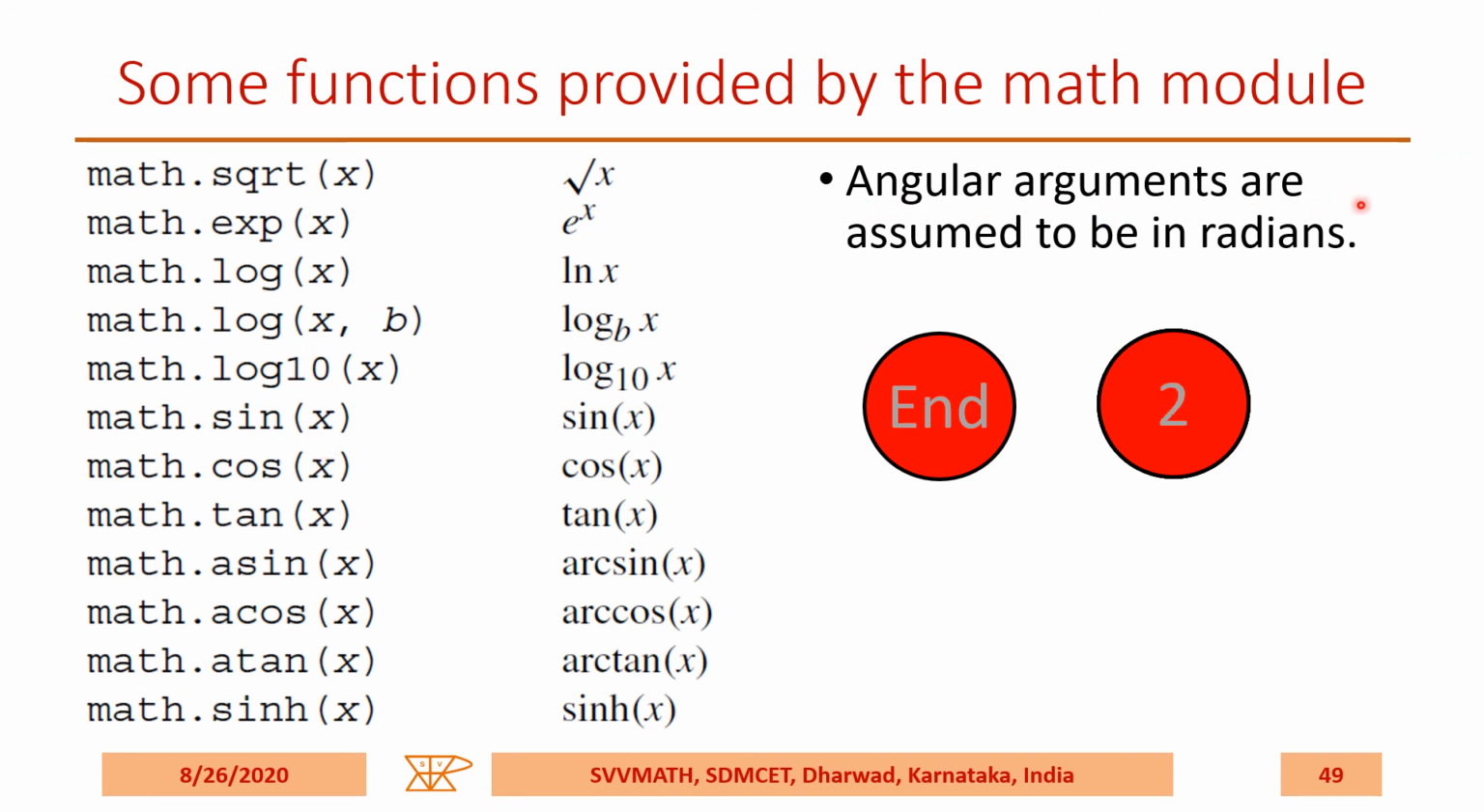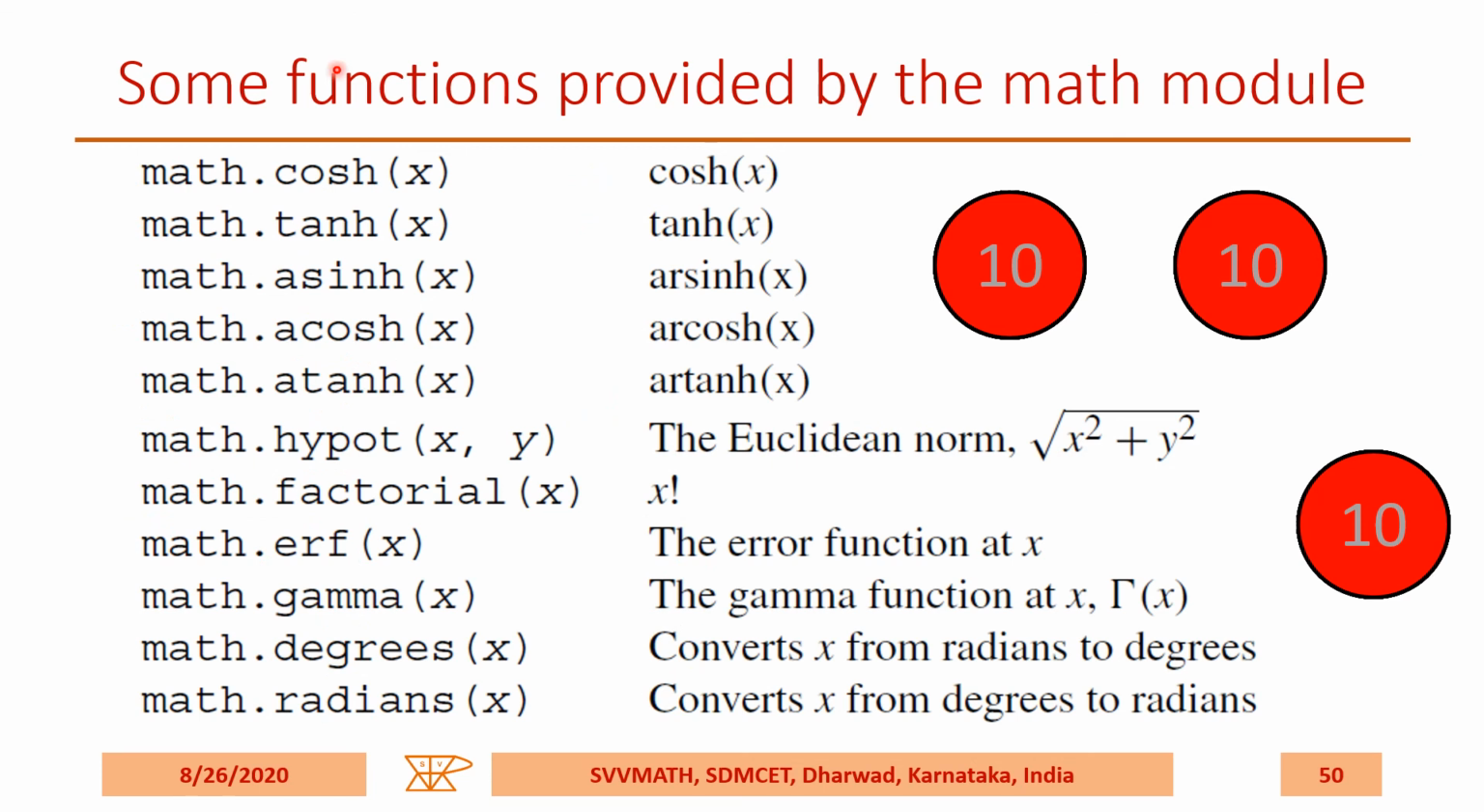One point is that angular arguments are assumed to be in radians. Some other functions: cos, tan, sin, arctan, arccos. Whatever these functions are, you can simulate and check them. Gamma, degrees: we cannot discuss each statement in the class, you have to do the simulation. So your work will be more. These things you have to simulate and check on your computer.